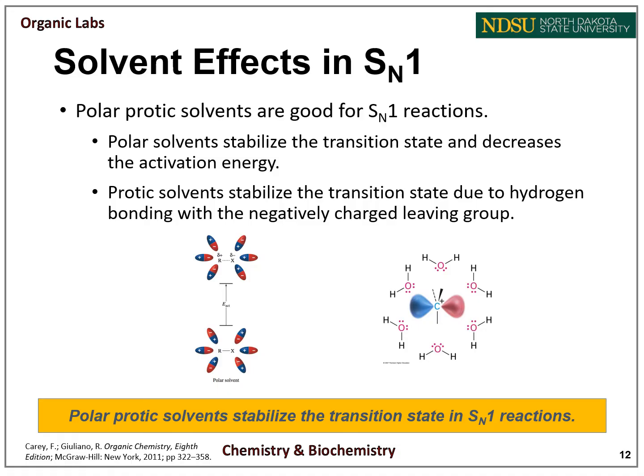Now if we think of solvent effects in an SN1 reaction, polar protic solvents are good for SN1 reactions. This is because their polar nature stabilizes the transition state and decreases the activation energy required for the reaction to occur. And their protic nature stabilizes the transition state due to hydrogen bonding with the negatively charged leaving group.